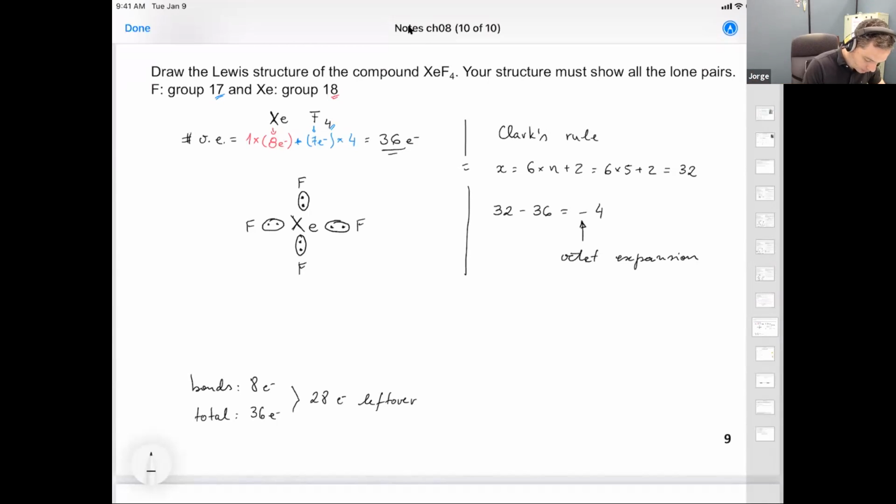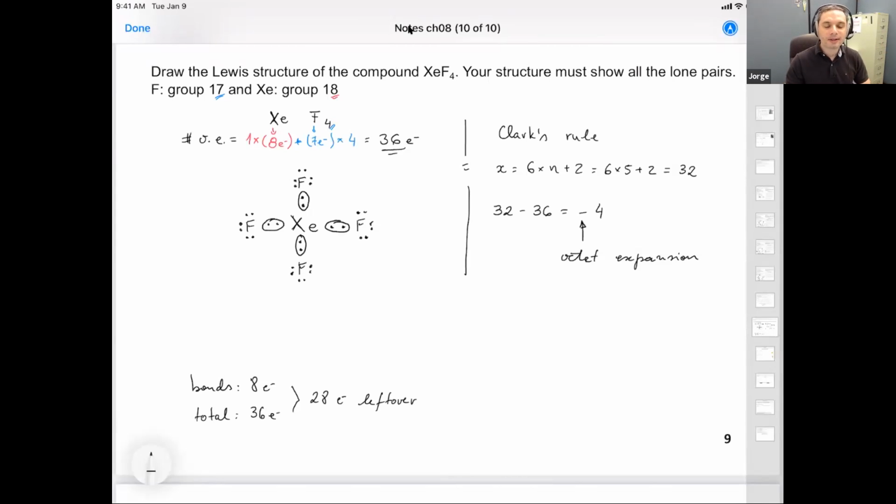Okay, so each fluorine has 2 electrons. To complete the octet, we need 6 more. So we are going to put 6 starting with the fluorine at the bottom, 6 more at the fluorine on the right side. And I'm going to do that for all the fluorine atoms in the structure.